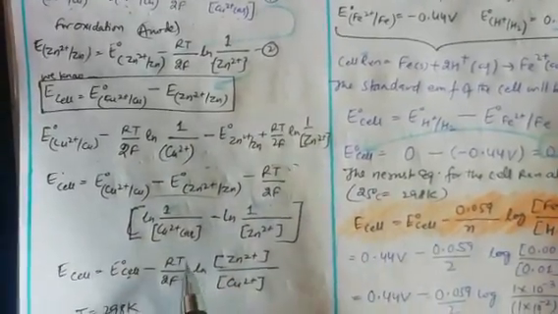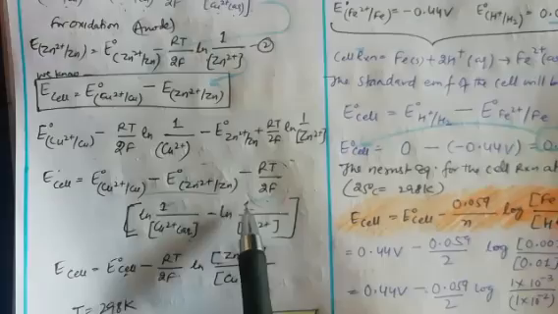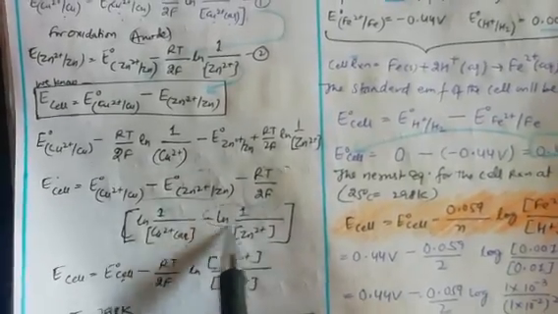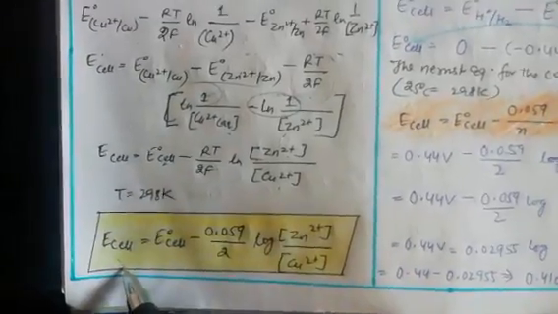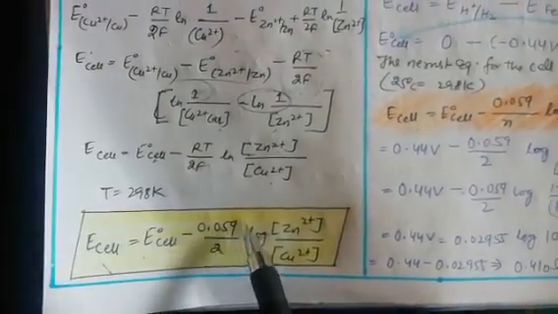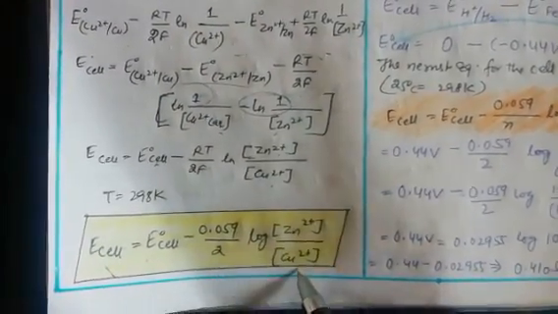This is becoming minus RT upon 2F, and 1 upon Cu2+, 1 upon Zn2+. These all are going to be cancelled. It becomes Zn2+ upon Cu2+. So the value can be written: E cell is equal to E naught cell minus 0.059 upon 2 log Zn2+ upon Cu2+.